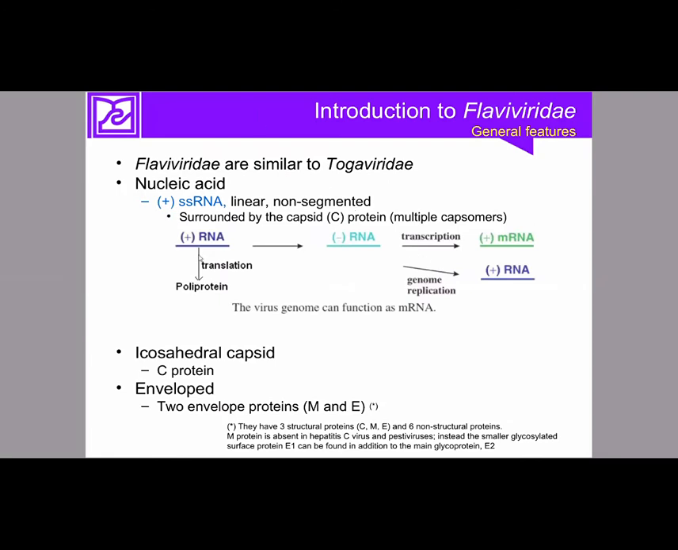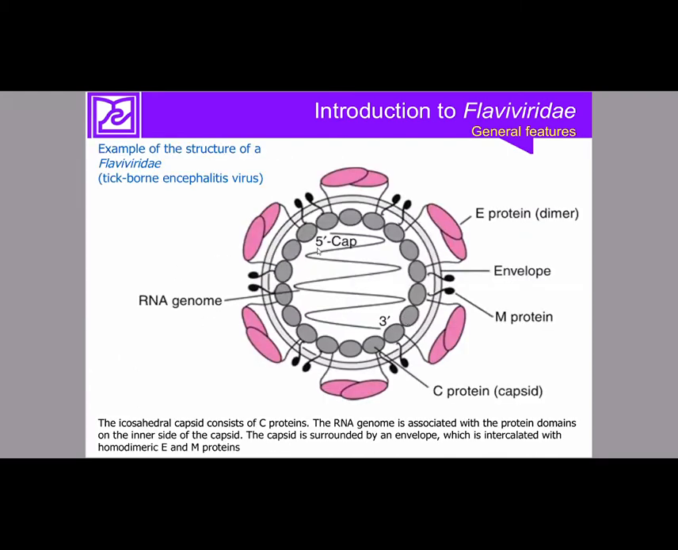Flaviviridae contain a positive single-stranded RNA nucleic acid. Remember the meaning of positive sense. The nucleotide sequence of the nucleic acid is the same as the messenger RNA. So this nucleic acid can be translated directly into a protein. This positive sense RNA can work as a messenger RNA. It is translated directly.